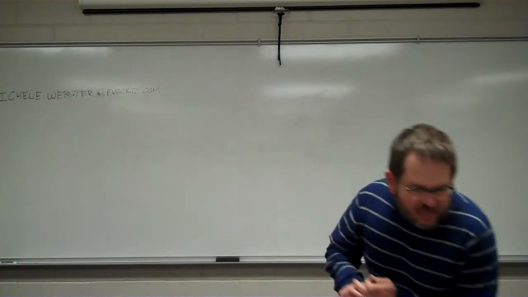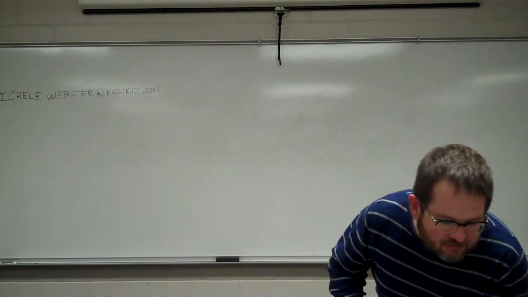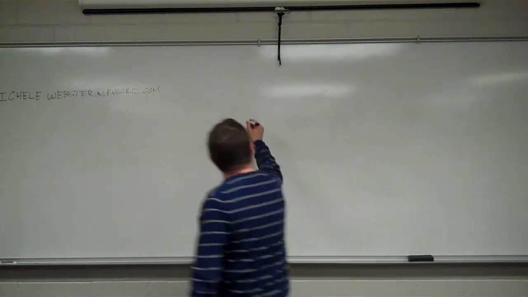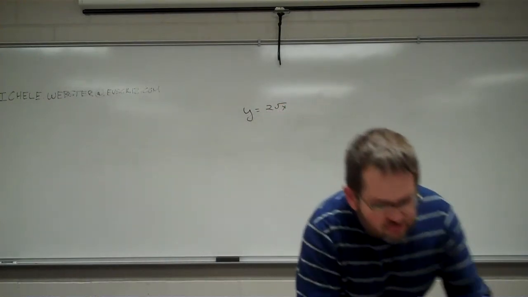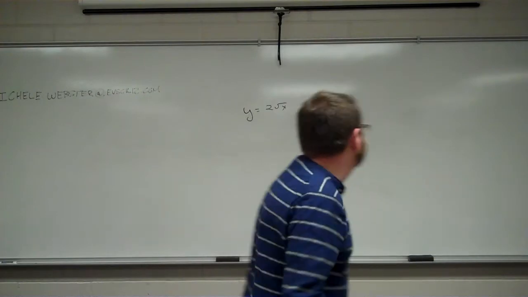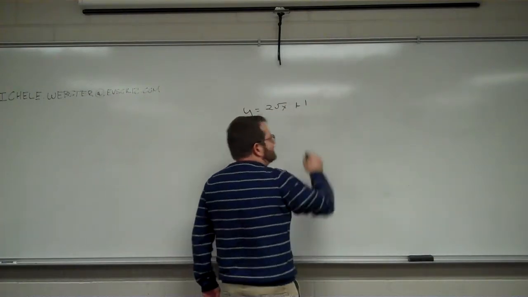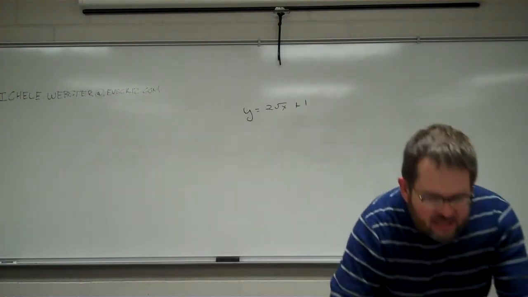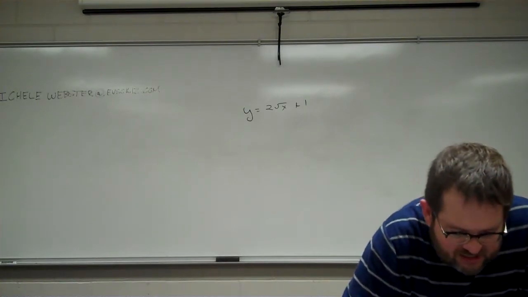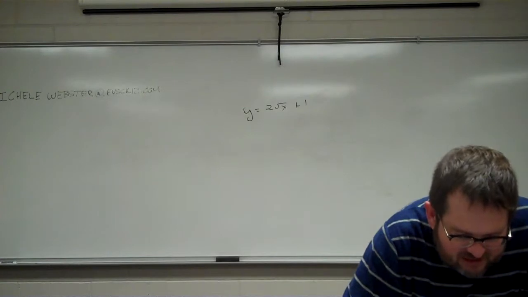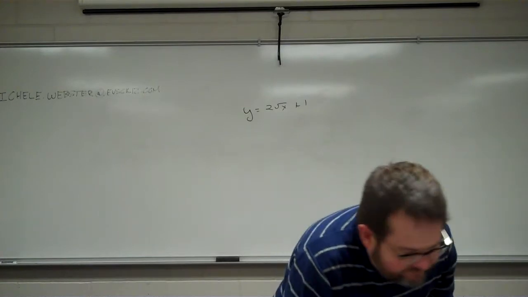So this problem here, for number 119, the equation was y equals 2 times the square root of x plus 1. Is that right? And what it wants you to do is find the equation of the tangent line to the graph at the indicated point. The point happens to be (4, 5).